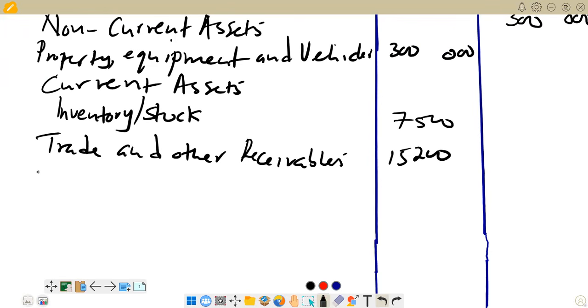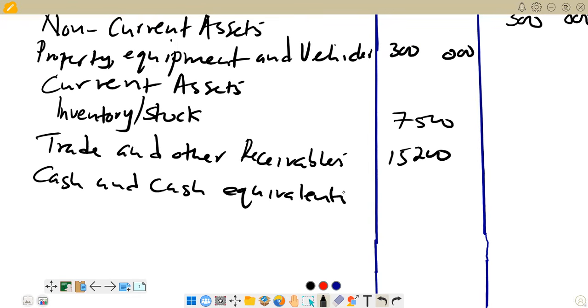Then we have cash and cash equivalents. On cash and cash equivalents, we added the figure that we got for bank, which is 7,400, and then we added cash float for 910. The figure that we got there was 8,310. So that's what we have in terms of current assets. And obviously we now add 8,310 plus 15,200 plus 7,500. Then we get the figure for current assets and we put it here to represent the total for current assets. We added that and we got 31,010. So here we put 31,010.